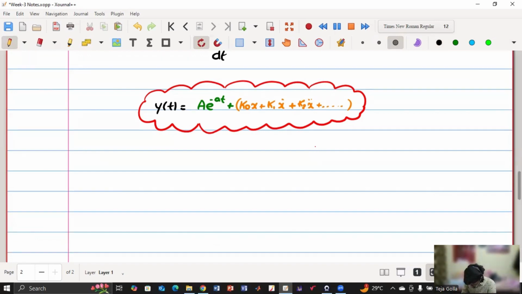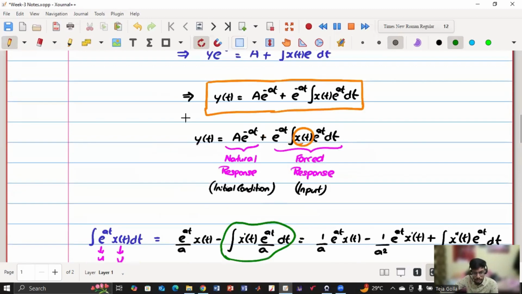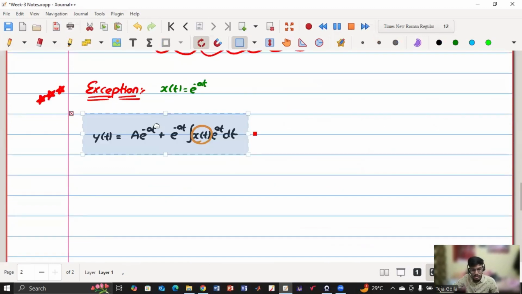There is only one exception that you have to keep in mind. What happens in this exception? When x of t is e to the power minus 80, you cannot write this generalized solution; it is not valid only in this case. So then what to do? Still this is valid because we have not generalized anything yet. So let us use this equation and see what happens.